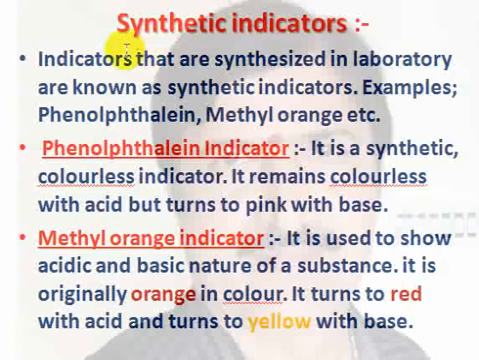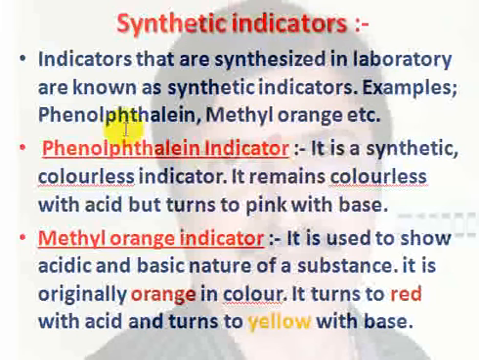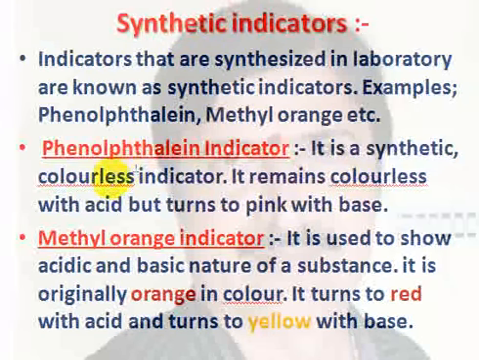They are synthetic indicators. Synthetic indicators are indicators which are artificially prepared in the laboratory. So they are man-made indicators. Examples: phenolphthalein and methyl orange. These two are synthetic indicators. They are produced or prepared by man, so they are called synthetic indicators.